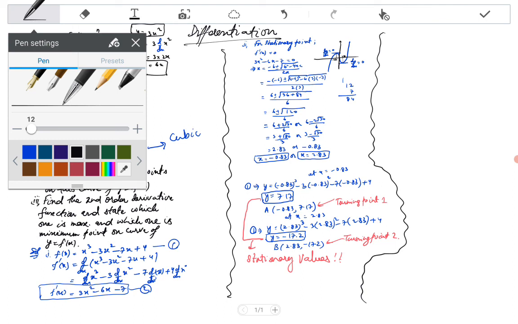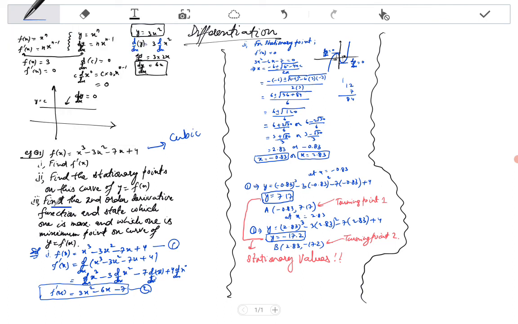Now I am going to do the next part of the question. Find the second order derivative. So we find out the second order derivative here. Second order derivative is d square y over dx square, or f double dash of x. In this question I am dealing with f of x, so it's better to use the symbolic notation f double dash of x. So how do I find f double dash of x in this case?